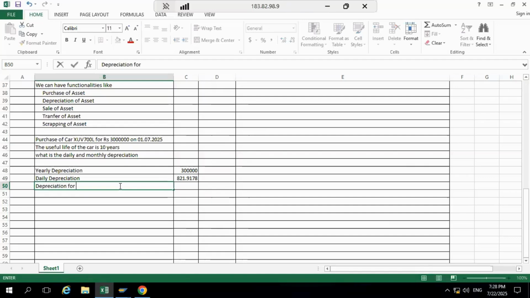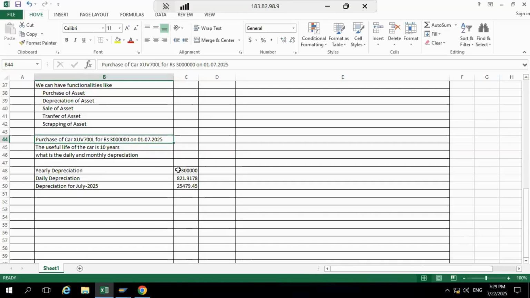Depreciation for July 2025. So how many days in July? 31 days. So this into 31, that is every month the depreciation of the car is approximately 25,000. If it is 30 days, it's different. 31 days will be different. Okay. So every month around 25,000 we are spending for the car, for a 30 lakhs car.